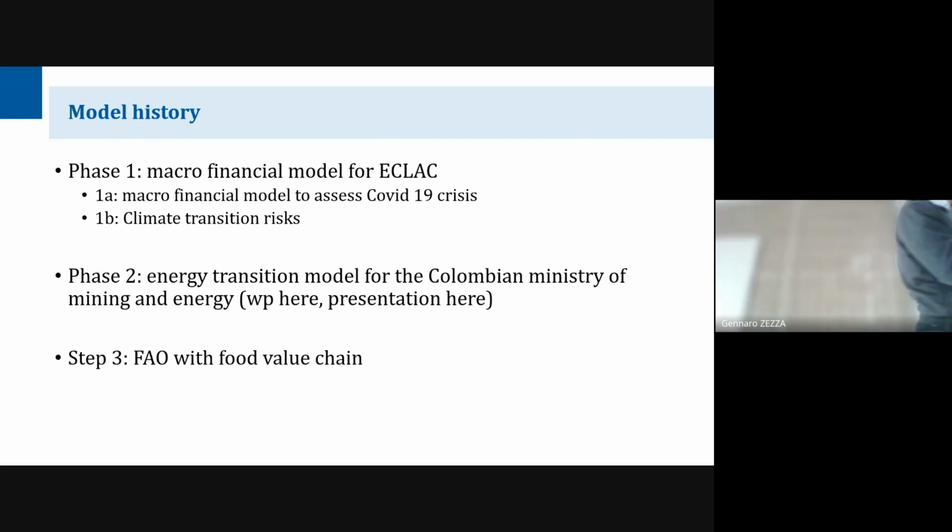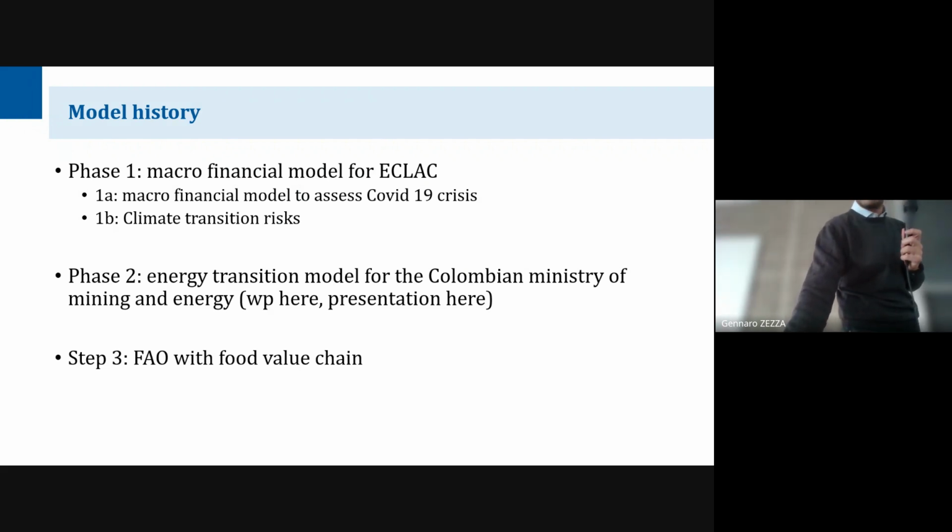Anyway, we started when we were working at Ecological as consultants with a more macro-financial model for Colombia. Then we did some work for the Ministry of Energy on the transition. And now we take the work we did previously, although we changed quite a few things, and we try to look at the value chain.